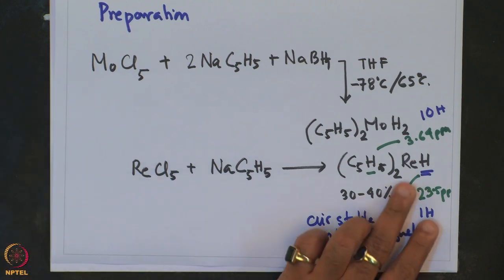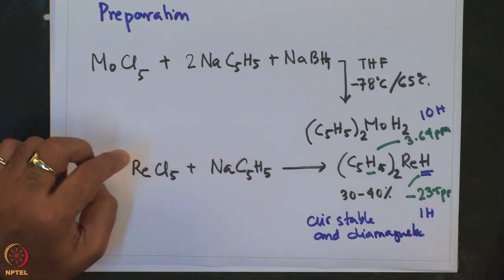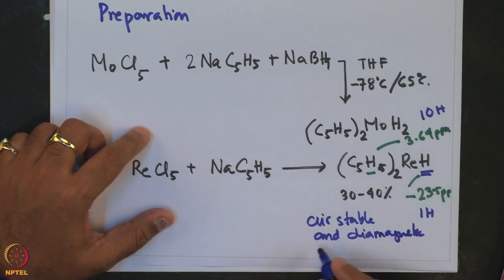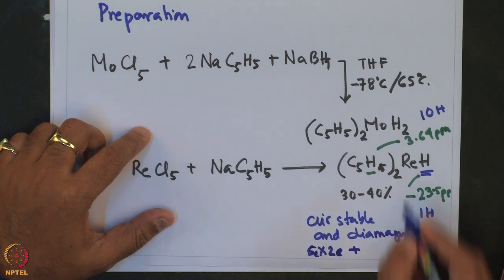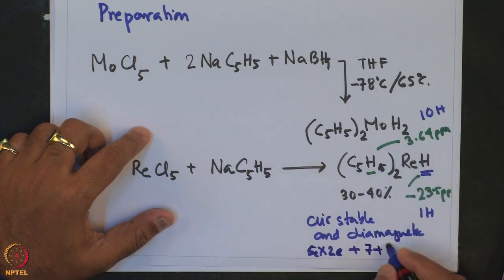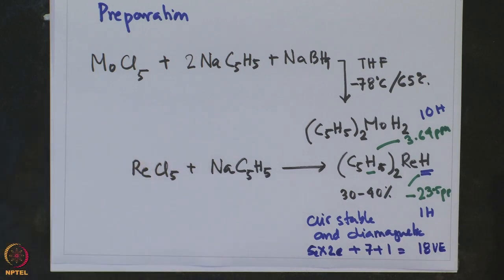So, the diamagnetism arises from the 18 valence electron rule. So, 2 Cp is 5 electrons into 2, plus technetium or rhenium, which is in the same group as manganese, 7, plus 1 equals 18 valence electron diamagnetic compound.